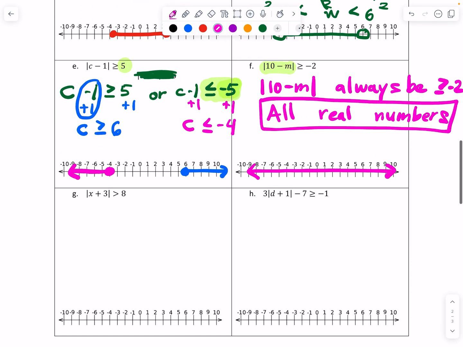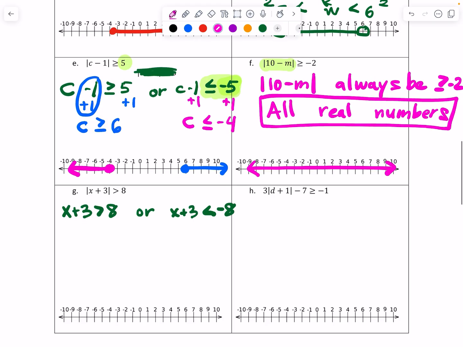Next example, the absolute value of x plus 3 has to be greater than 8. Okay, greater than 8, everything's normal, so let's go ahead and write my inequality. So that means that x plus 3 could be greater than 8, or x plus 3 could be less than negative 8. So as I solve, on the left side, I'll subtract 3 so that this adds to 0, and I'll be left with x is greater than 5. Circle the 5, everything to the right.